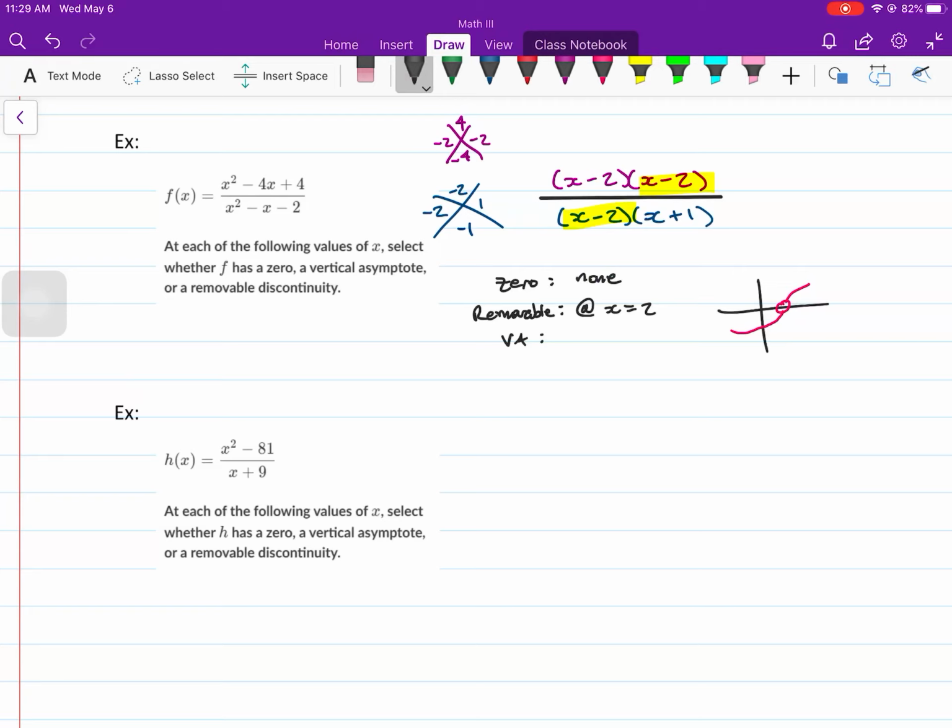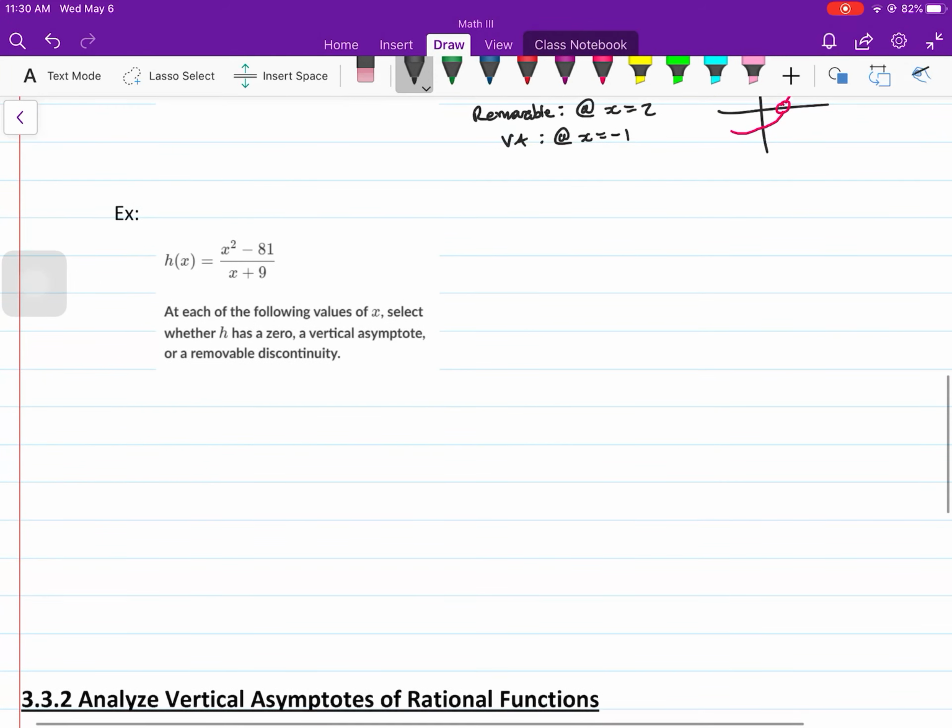And then for vertical asymptote, 0 on the bottom would be negative 1. That doesn't cause any issues at the top, doesn't cancel the top. So that would be at x equals negative 1. Let's look at another example.